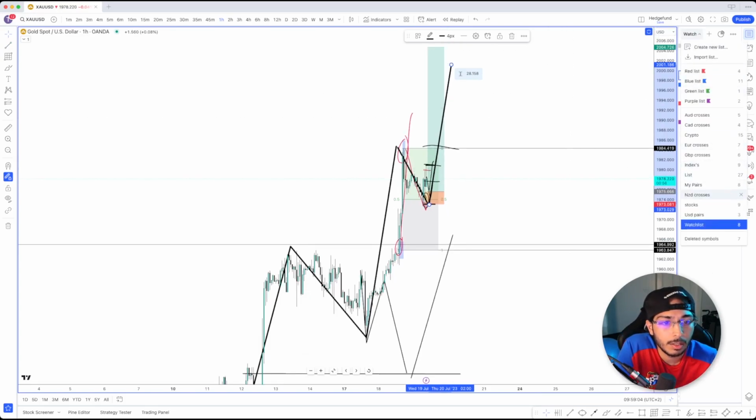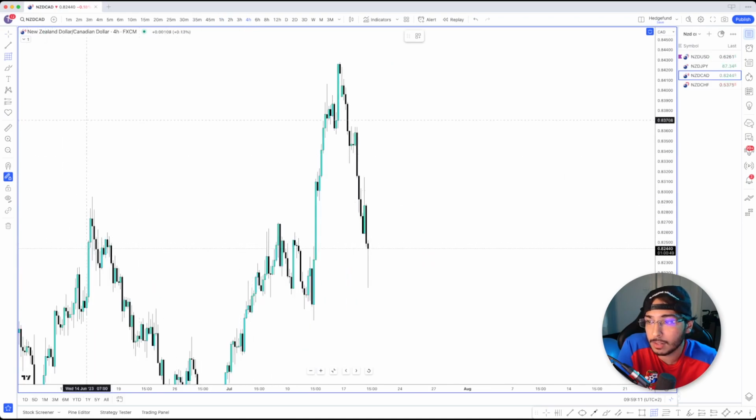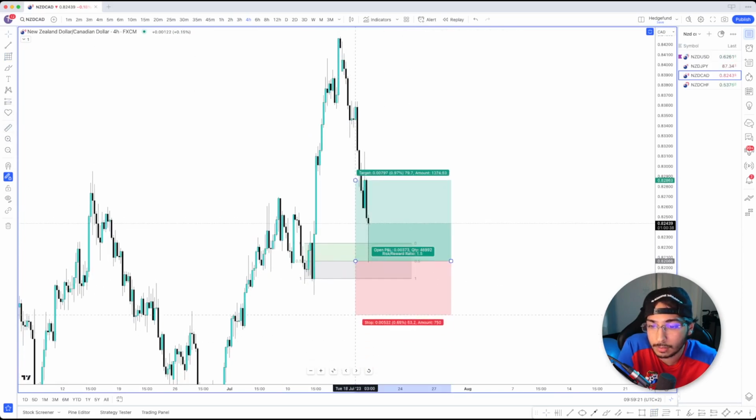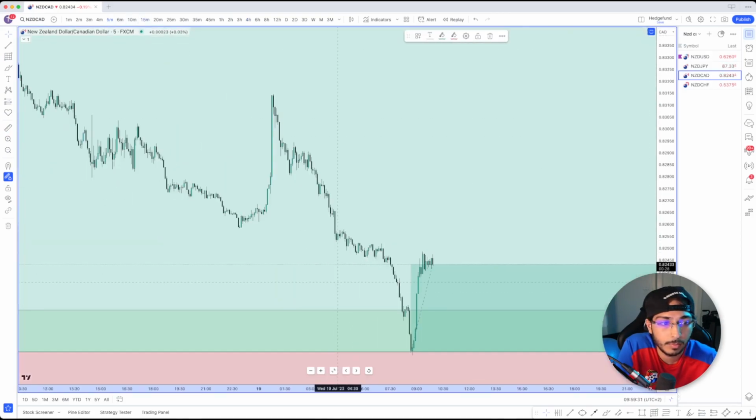Give me a sec, I'm just gonna look at NZD CAD. NZD CAD, yeah guys, it's in an interesting area as well. It just hit this 4-hour candle. Same thing. This was an even better one. Wow, that's amazing, this is looking even better. It's already up 37. I would just watch the lower time frame.